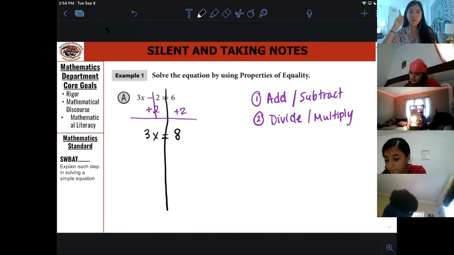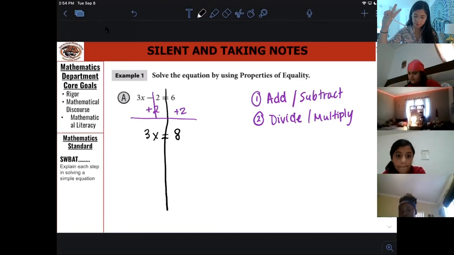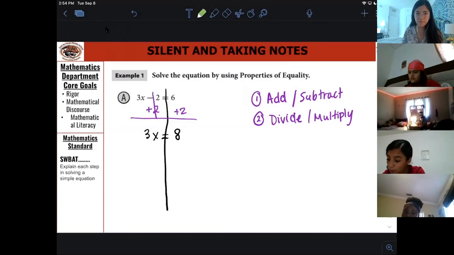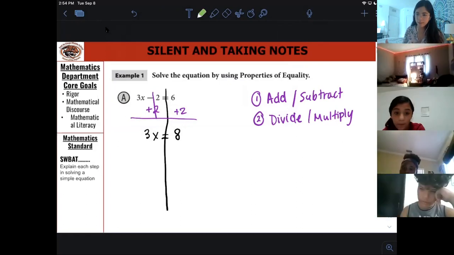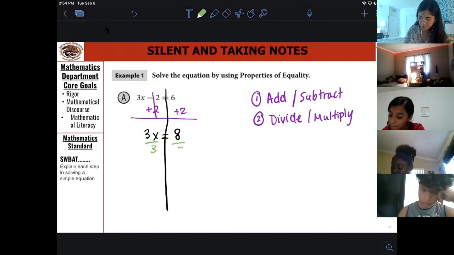So far, I've only done one step. But this is going to be a 2-step equation. So what's my second step going to be? Divide by 3. Exactly. Now I can divide by 3. And that's going to help me finish.